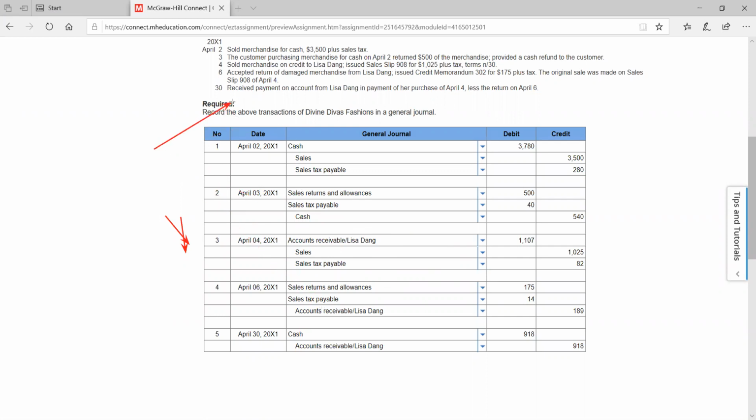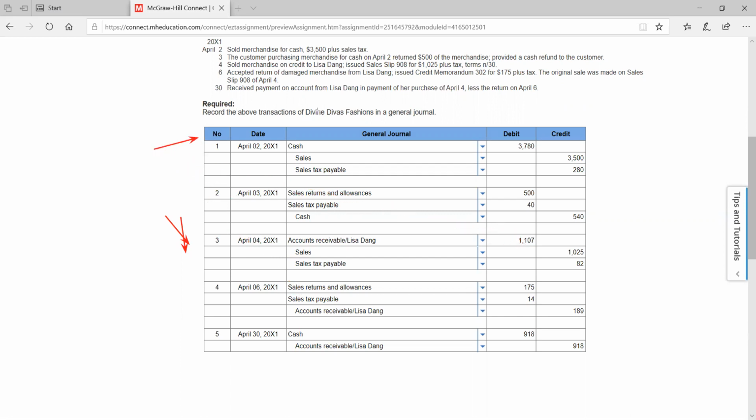Last one is just receiving a payment. So we're going to debit our cash and credit our accounts receivable. And be careful on this one. You have to account for that return because you had a return on the 6th of this Lisa Dang. So essentially, you would have netted the 1107.